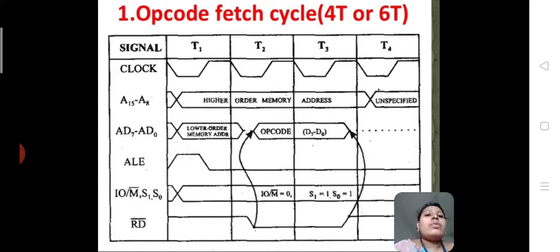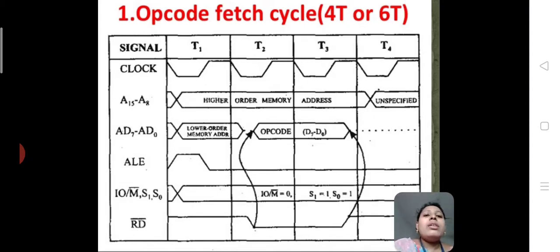A8 to A15 holds the higher order address of memory, and AD0 to AD7, which is multiplexed, holds the lower order address of memory and the opcode, which is nothing but data D0 to D7. Here the lower order address contains A0 to A7 and the opcode is D0 to D7.